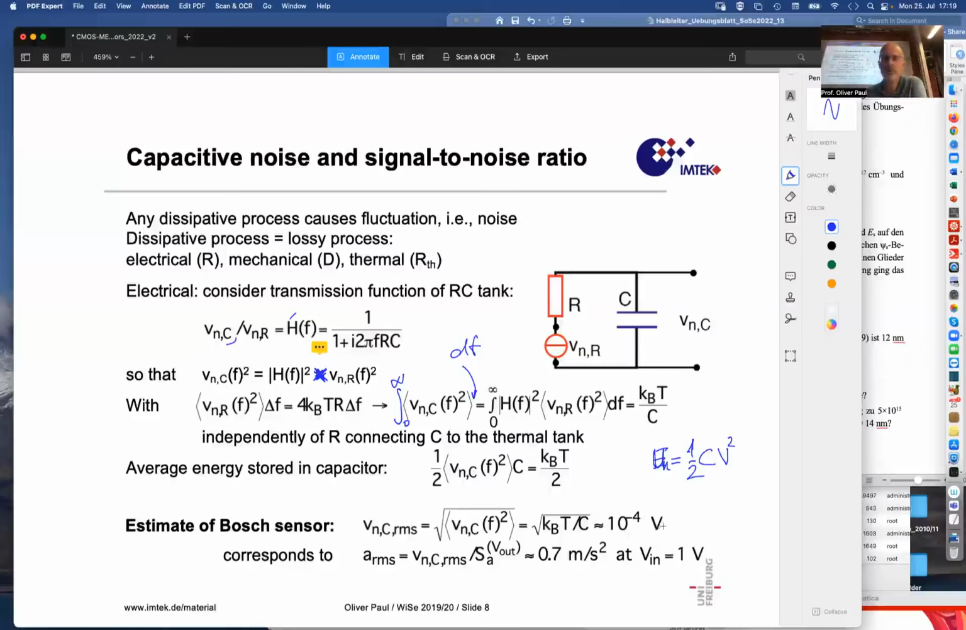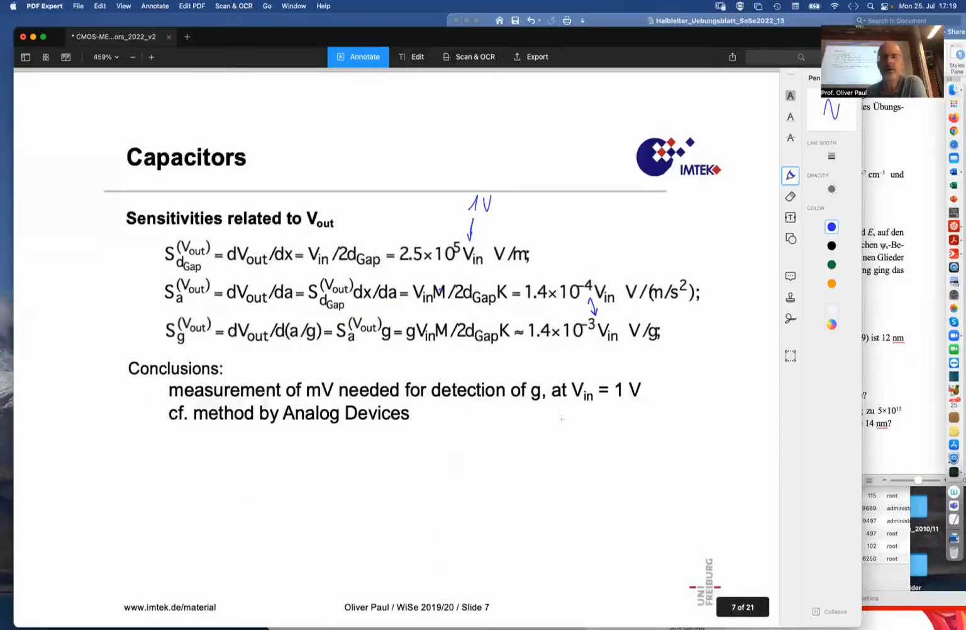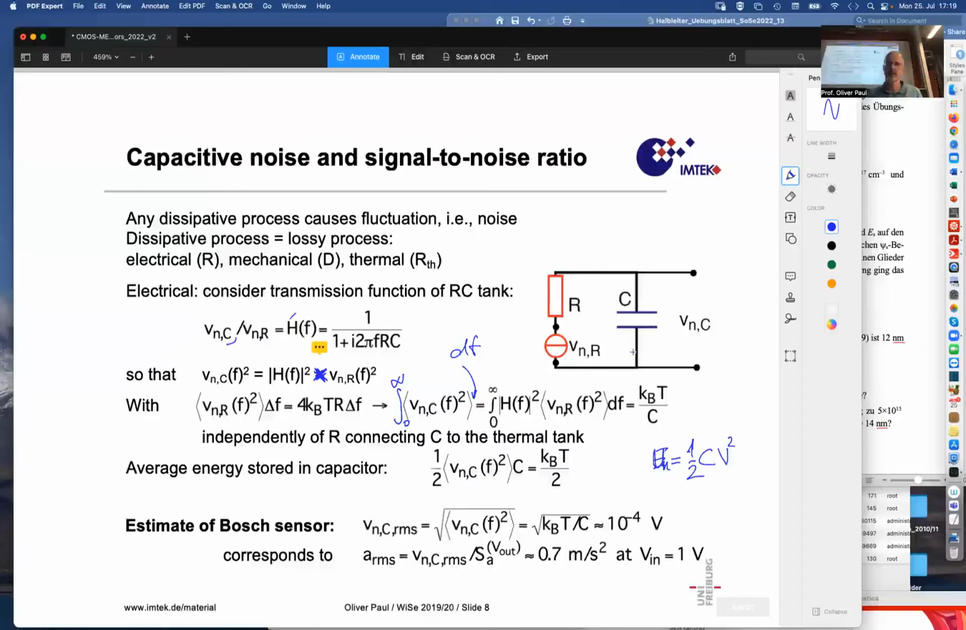10 to the minus 4 volts. Let's compare that with the 1.4 times 10 to the minus 3 volt in. If this is 1 volt, we get 1.4 millivolt of output signal if 1 G is acting on the sensor. And then behind that, there is this noise voltage that also is measured by the circuitry, trying to determine the C, the potential, which is 10 to the minus 4 volt.